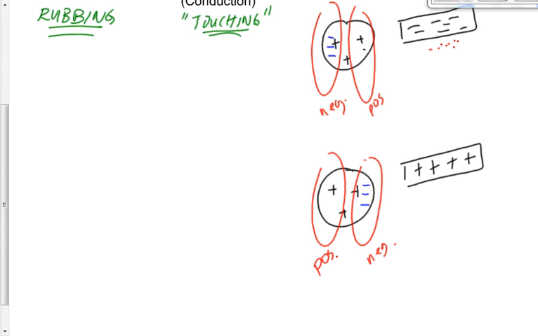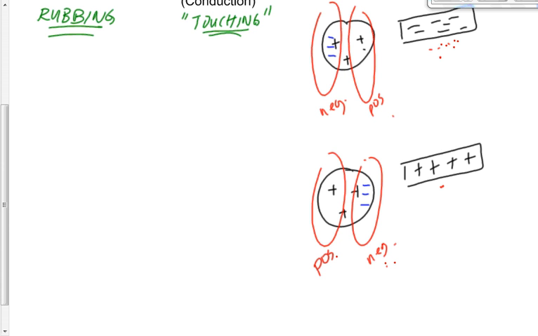Now I want you to notice one thing here. First diagram, the side that's closest to the charging object is opposite to it. In the second diagram, the side that's closest to the charging object is opposite. Charged objects attract neutral objects, not because charge attracts neutral, but because positive attracts negative, because opposites attract.